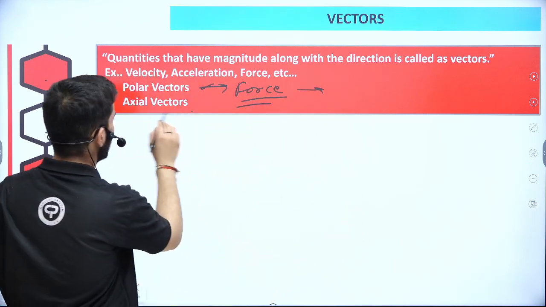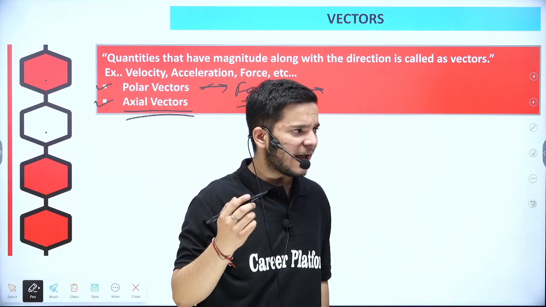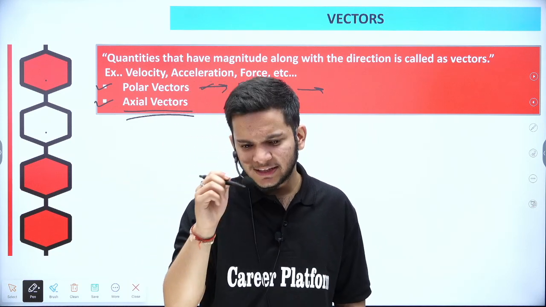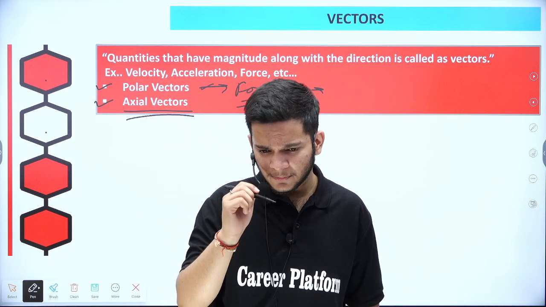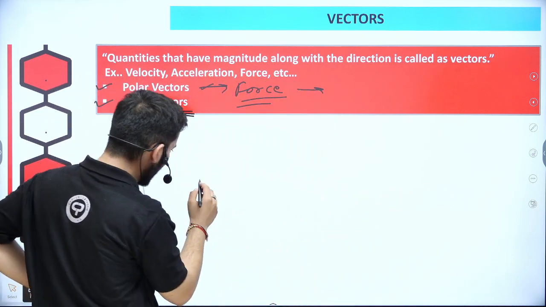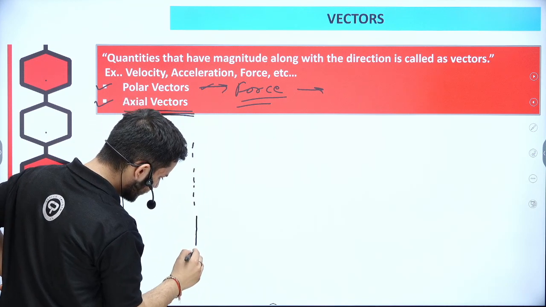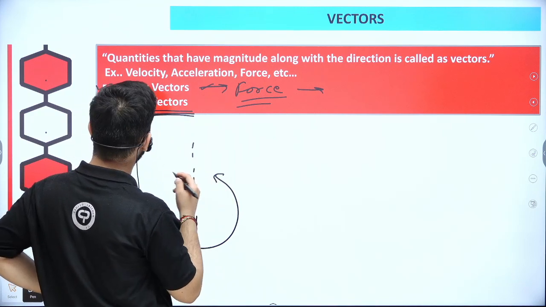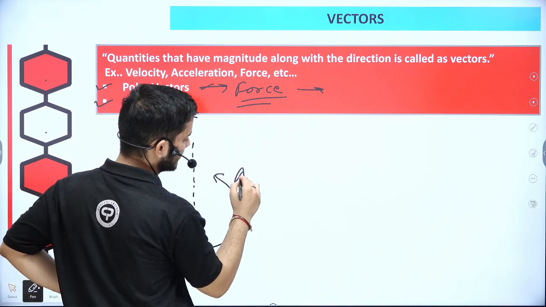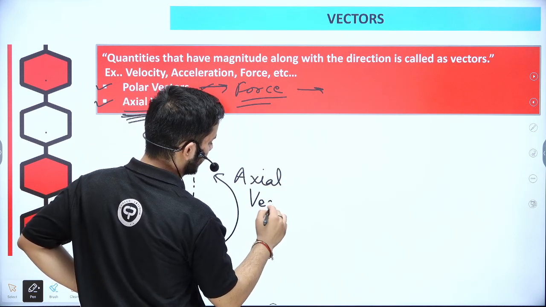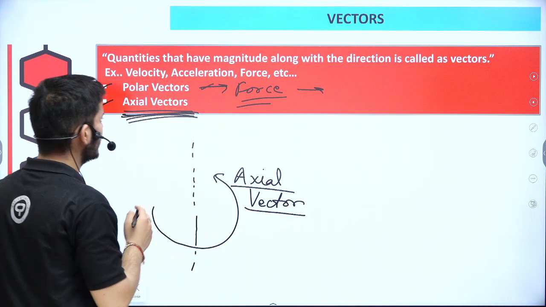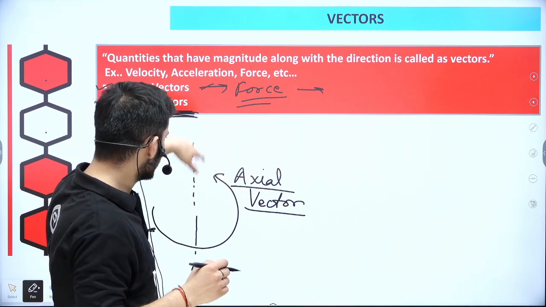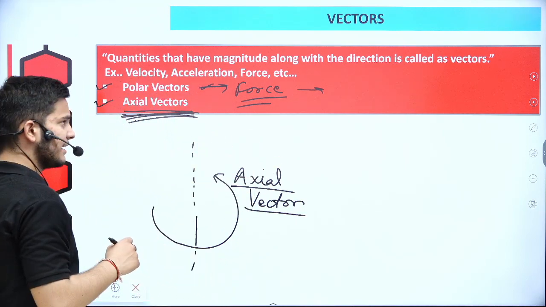But on the other side, what are axial vectors? Axial vectors can be considered as rotational vectors. Rotational means there is a kind of rotation. In axial vectors, there is an axis, and there is a vector rotating around that axis. These kinds of vectors are called axial vectors. So what is the basic difference? Polar vectors are assigned to one direction, whereas axial vectors are assigned around an axis. They are being rotated around an axis. Okay, is this clear?